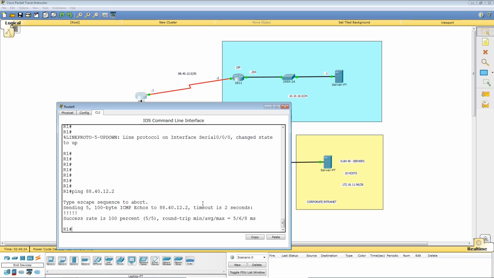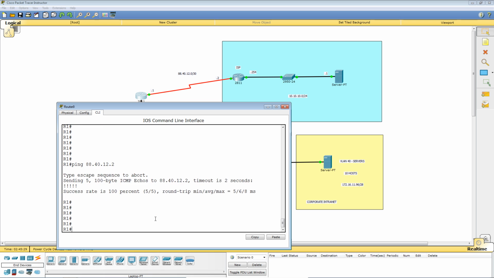5 exclamation marks. That's 100% success rate. 5 packets sent, 5 packets received. Fantastic.